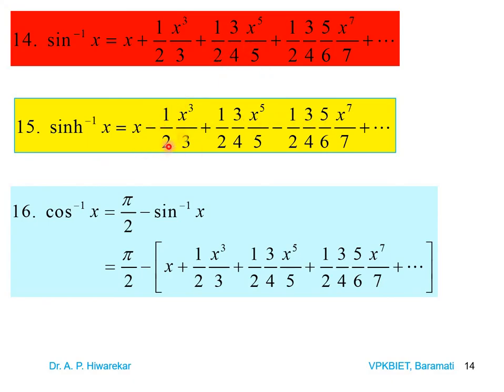It is x minus 1 by 2 x to the power 3 by 3 plus 1 by 2 into 3 by 4 x to the power 5 by 5 minus 1 by 2 into 3 by 4 into 5 by 6 x to the power 7 by 7 plus and so on. Then cos inverse x is pi by 2 minus sin inverse x. Just write this expansion. So it is pi by 2 minus x plus 1 by 2 x to the power 3 by 3 plus 1 by 2 into 3 by 4 x to the power 5 by 5 plus 1 by 2 into 3 by 4 into 5 by 6 x to the power 7 by 7 and so on.